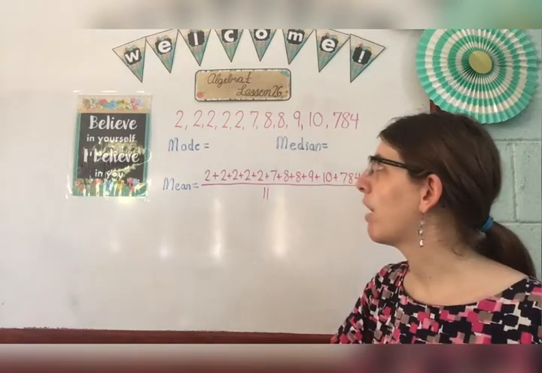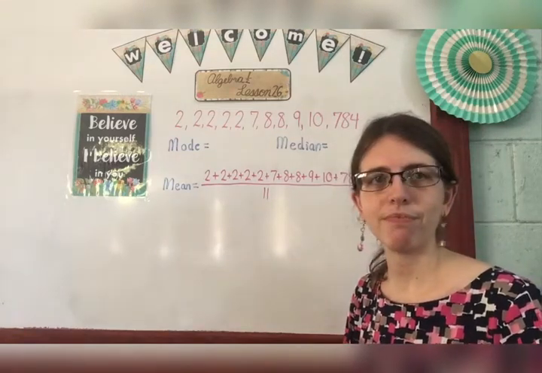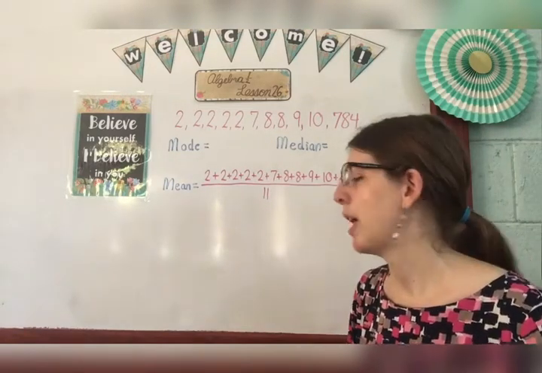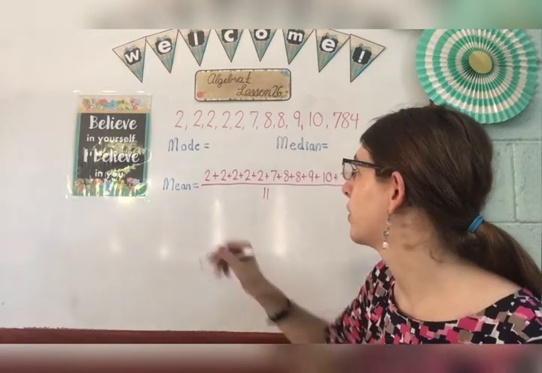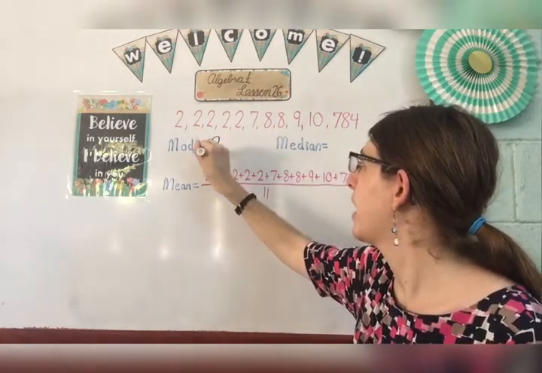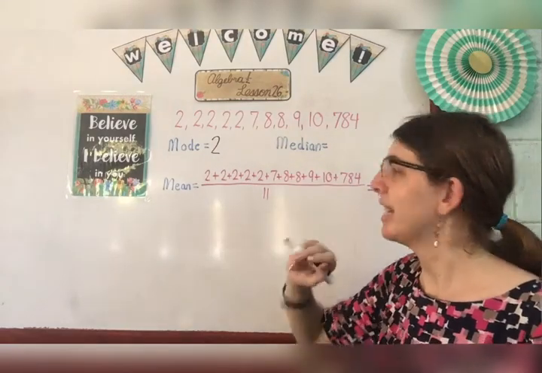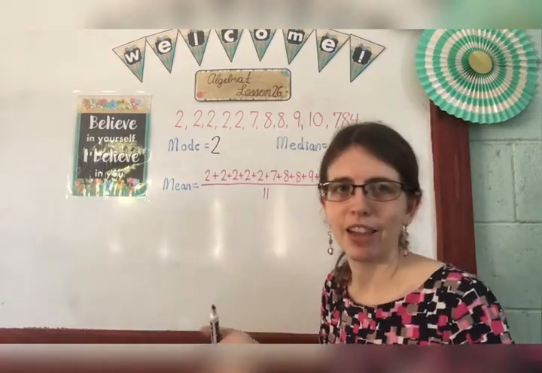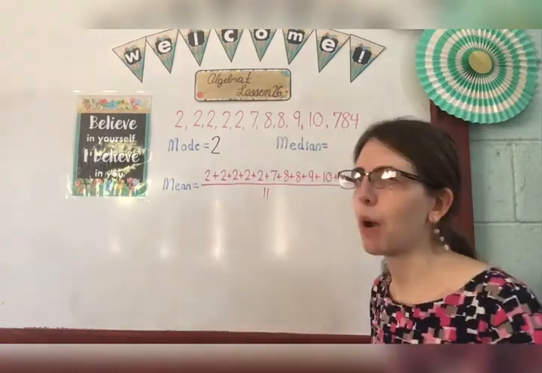So what would the mode of this group of numbers be? It's 2, because there are 5 2s, so there's more 2s repeated than any other number. There's 2 8s, but that's not the same as 5. 5 is greater, so 2 is our mode.